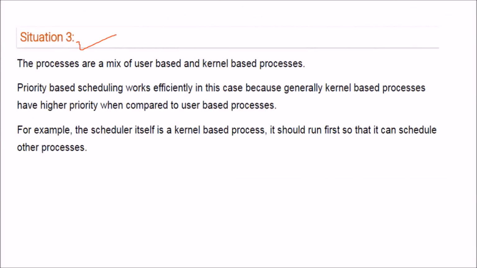Situation 3. We have user-based and kernel-based processes. The processes are a blend of this. Here the best is priority-based scheduling because the kernel-based processes have higher priority than user-based processes. For instance, the scheduler itself is a kernel-based process, so it should run first so that it can schedule other processes.